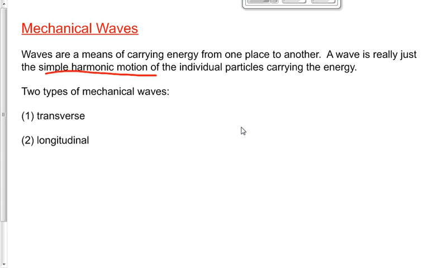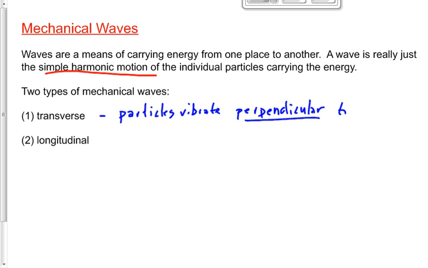Now, we had two types of waves. We showed you the first one, transverse wave. That's a wave in which the particles vibrate perpendicular to the direction of motion of the wave. They vibrate in simple harmonic motion perpendicular to the motion of the wave.